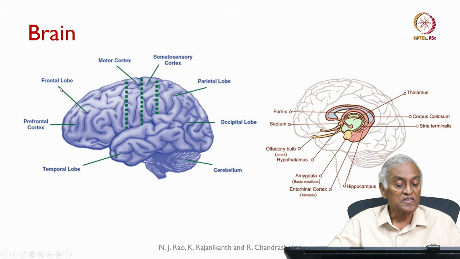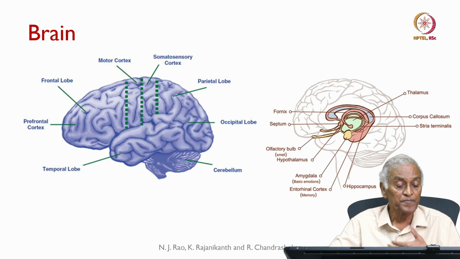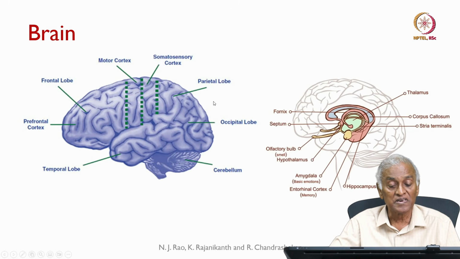Then this part is called the frontal lobe, and this is the prefrontal cortex, right behind the forehead. The prefrontal cortex is the most important for human beings. Of course, all others are important for various functions, but this is what makes the human, Homo sapiens, different from other organisms.